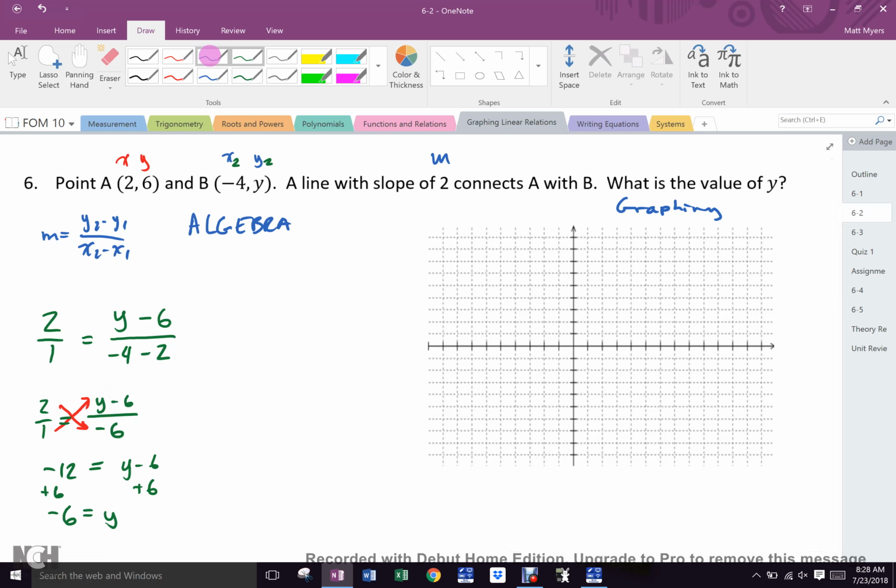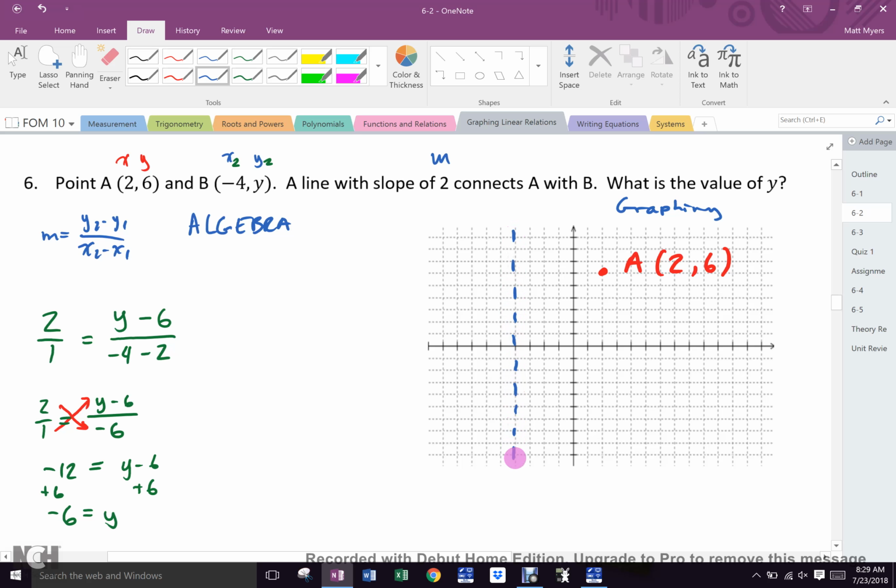Now, I said we were going to solve this with graphing as well, right? Which of these points can I put on the graph right now? A or B? A. And A is at 1, 2, and up 1, 2, 3, 4, 5, 6, correct? That's point A at 2, 6. Point B is at negative 4, 1, 2, 3, 4. It is somewhere on this line. Yes?